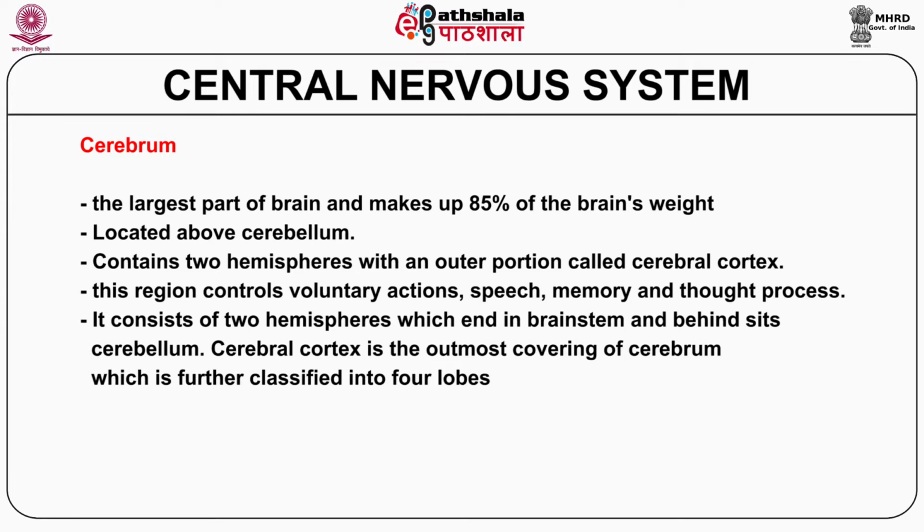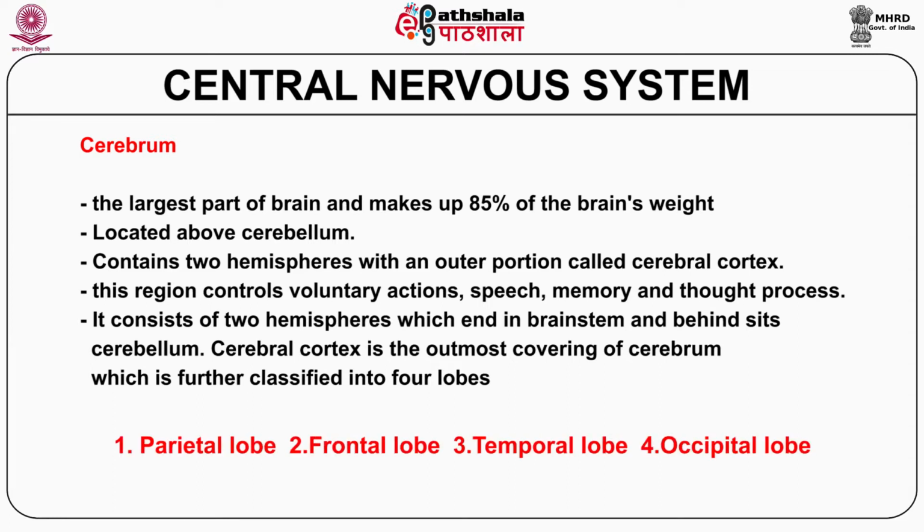It contains two hemispheres with an outer portion called the cerebral cortex. This region controls the voluntary actions, speech, memory and thought processes. This region consists of two hemispheres which end in the brain stem, and behind sits the cerebellum. The cerebral cortex is the outermost covering of the cerebrum, which is further classified into four lobes. Number one, parietal lobe, second is frontal lobe, third is temporal lobe and fourth one is the occipital lobe.